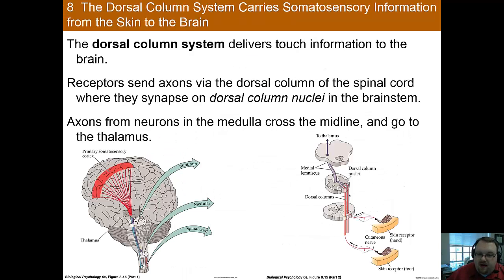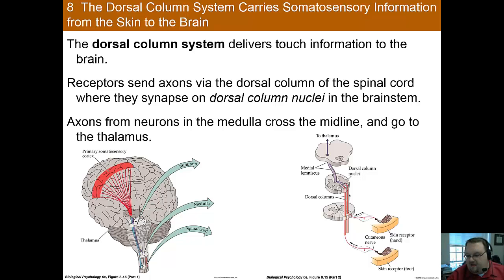So as we've talked a little bit about previously, the dorsal column system helps deliver touch information to the brain. There are these receptors all throughout the body, and they send axons up via the dorsal column of the spinal cord, where they synapse on the dorsal column nuclei in the brainstem. And then from there you have axons from the neurons in the medulla, which cross the midline and then go to the thalamus.